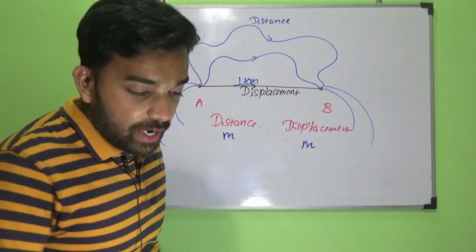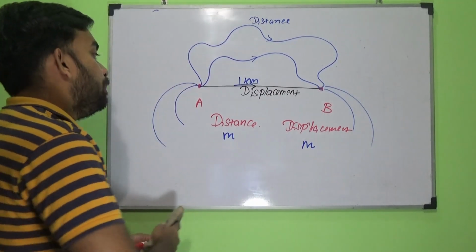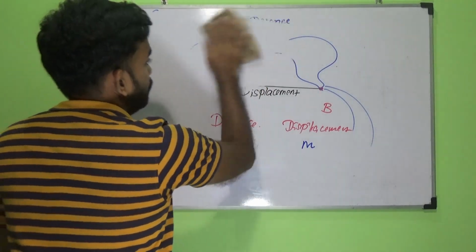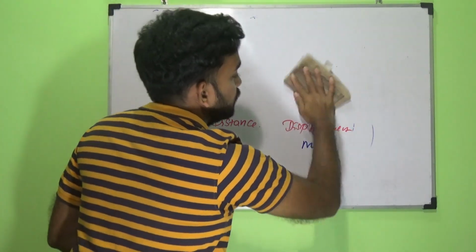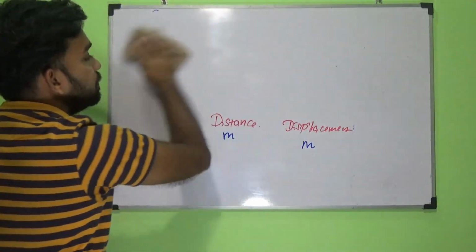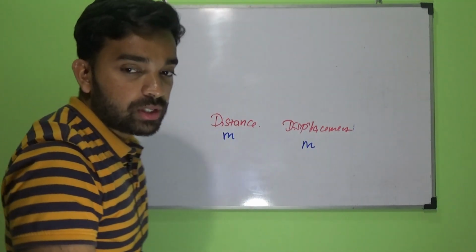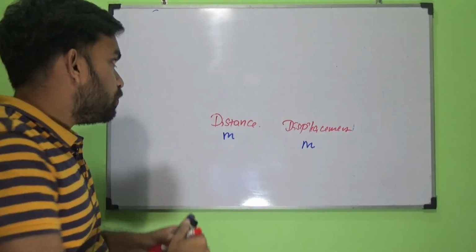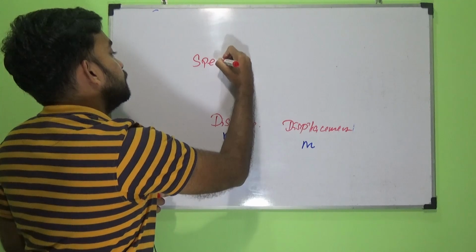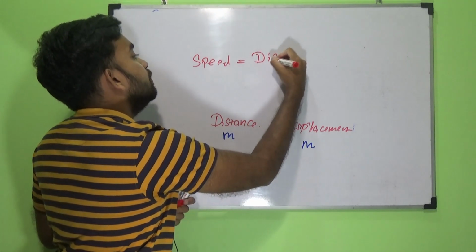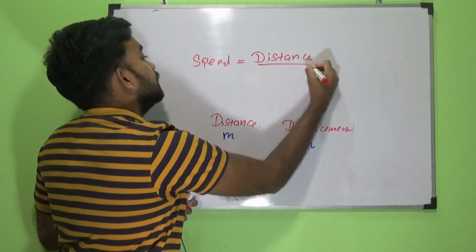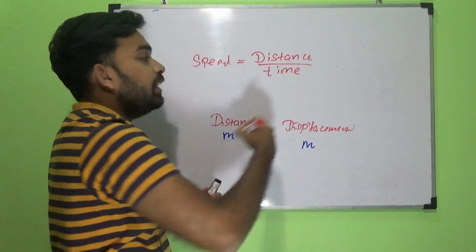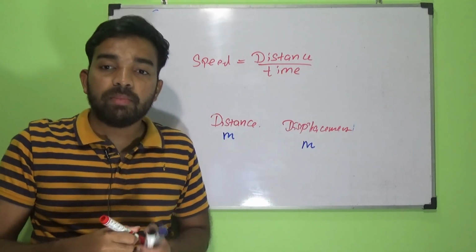The next thing that we are going to talk about is the speed and the velocity. There is a difference between the speed and the velocity. When it comes to speed, speed equals distance divided by time, right? Speed equals distance divided by time.